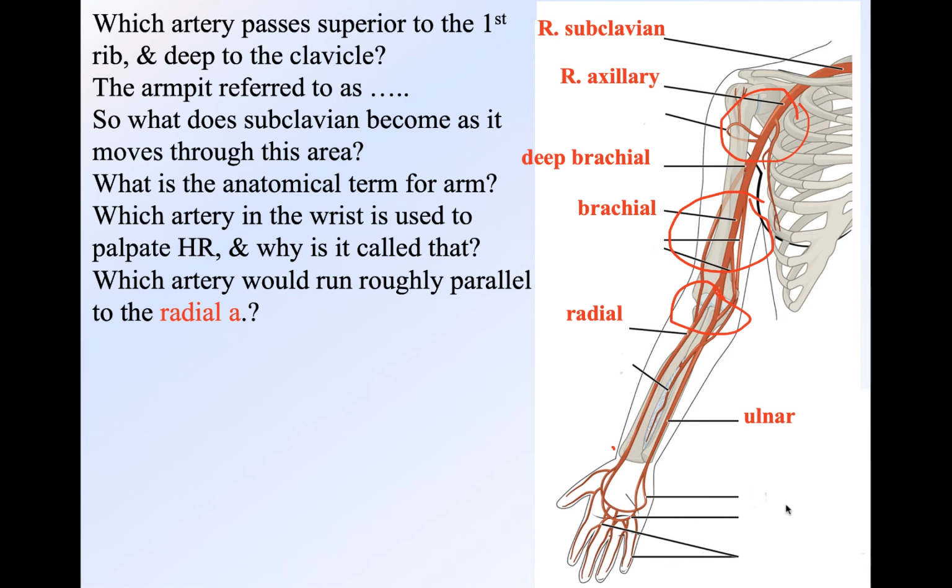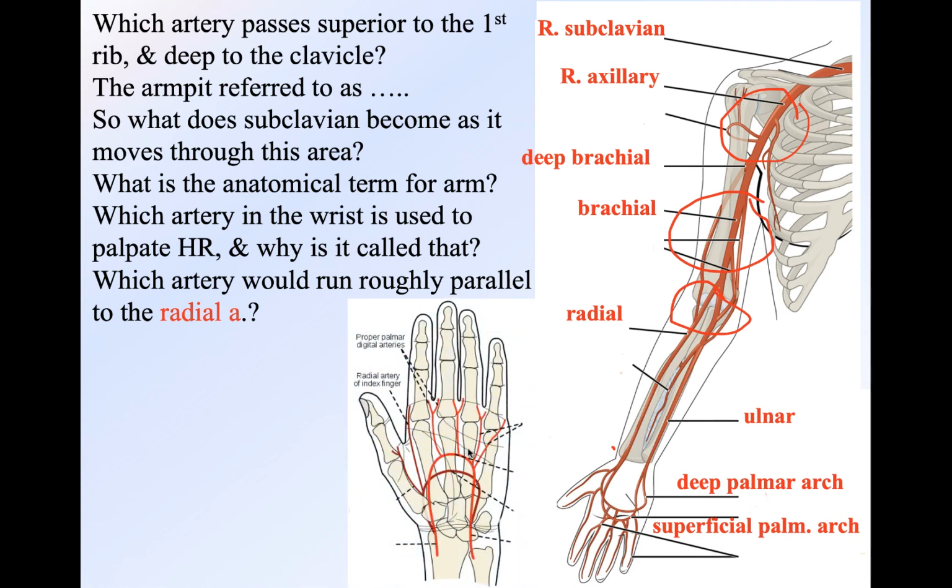Now, as we look at this, you can see that the radial and ulnar arteries are branching and they form these arches. And so we have one that is deep, and it's called the deep palmar arch. We have one that is closer to the surface of the skin, and it's called the superficial palmar arch. It is palmar, by the way.